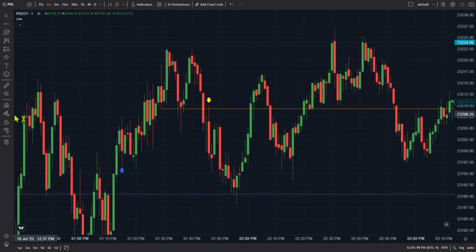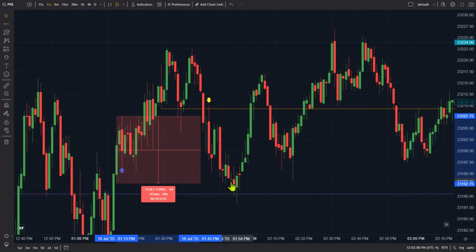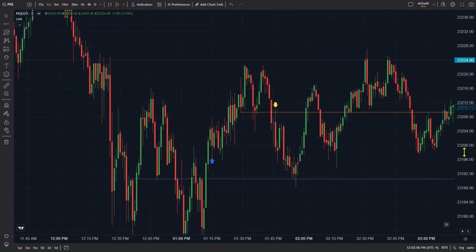How many points would that be to that fair value gap top? We enter here, we go to there, we take out that liquidity. That's 15 points. That's exactly where we were aiming. $300. So that's my new game plan.